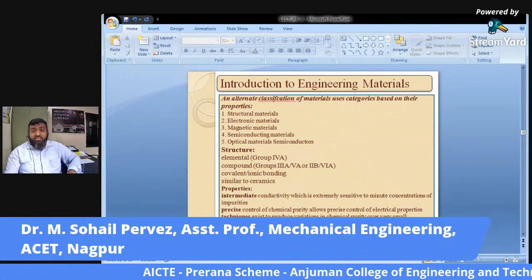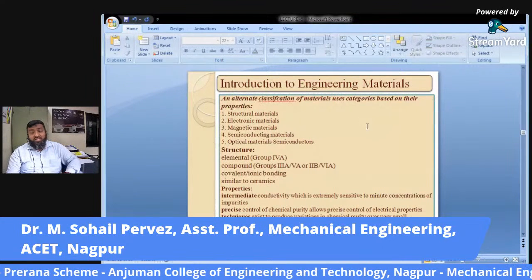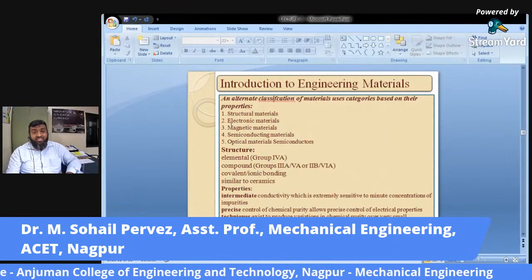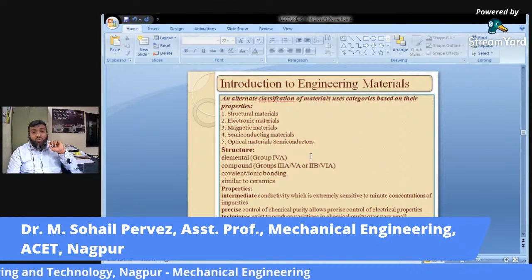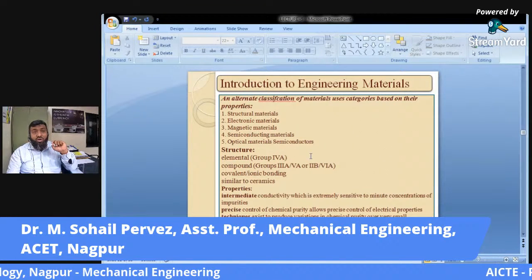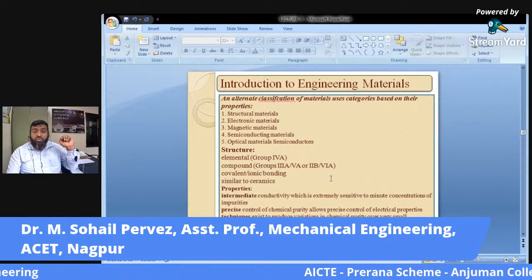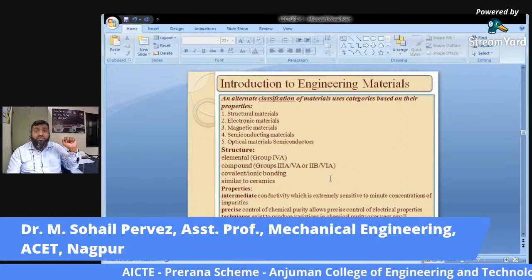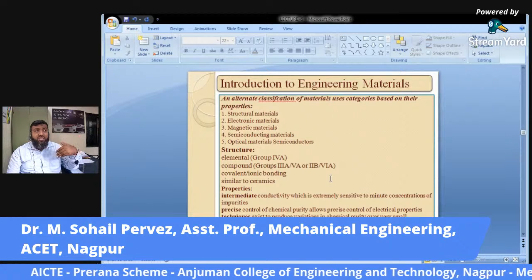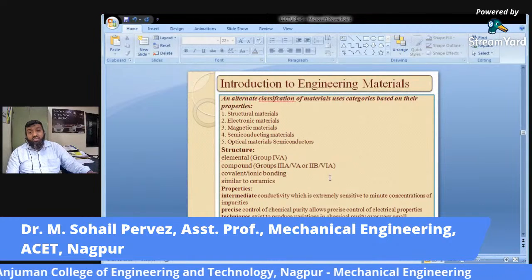Then the next, as I have mentioned, the alternate classification of material uses categories based on its properties. When I say structural material, the materials which are used for making or fabricating or manufacturing these structures. Now, what do you mean by structures? We all know structures are nothing but the assembly of different linkages which either takes up the load or transfers the load. Next is electronic material.